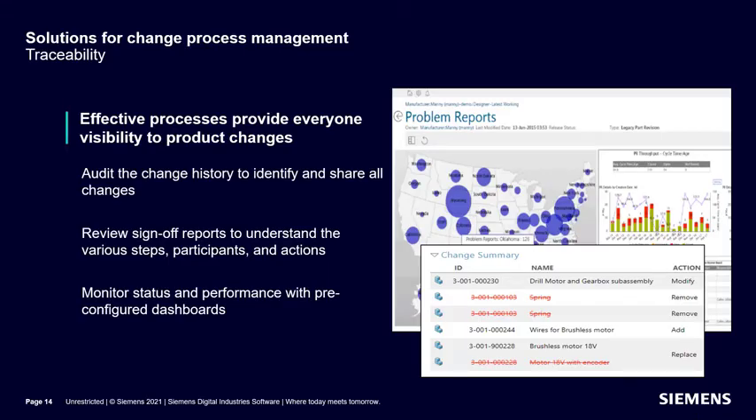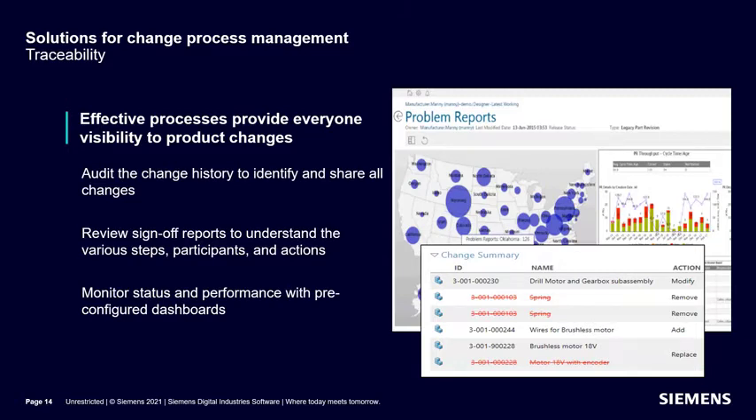Teamcenter's change traceability allows stakeholders to easily audit change history. You can identify and share all changes, including description, details, adds, removes, replaces, and originating changes. Review sign-off reports to understand the change process execution, including the various steps, participants, and their involvement in completing the process workflow. Monitor status and performance.